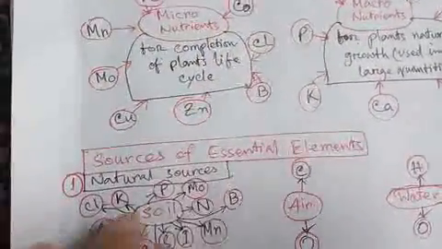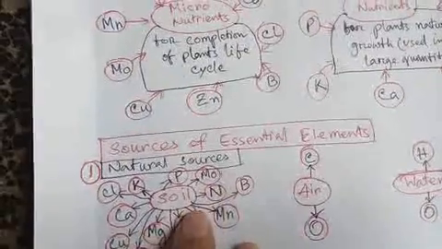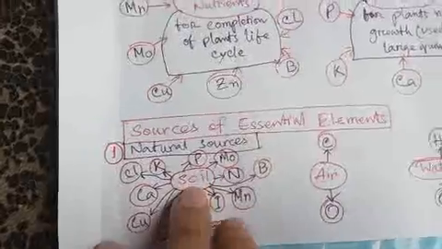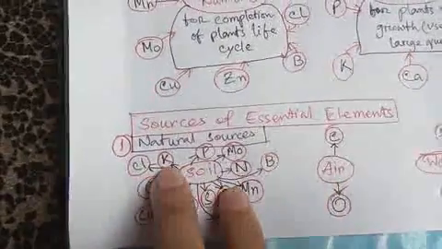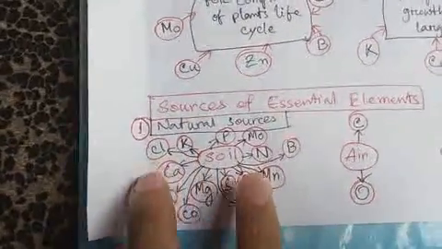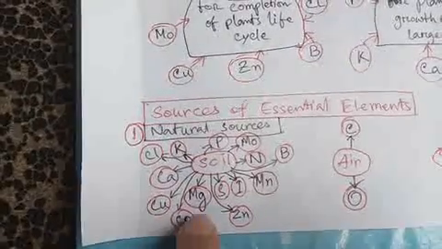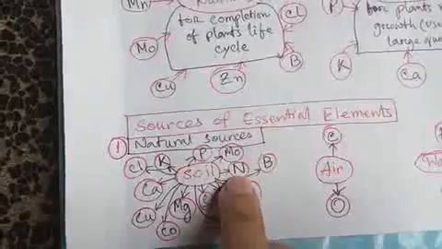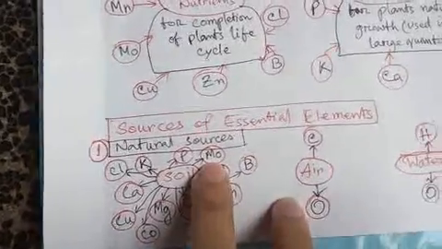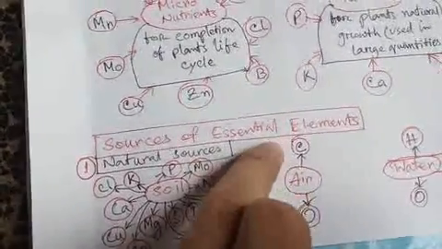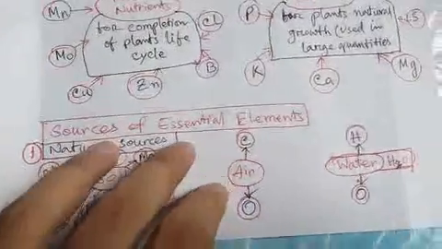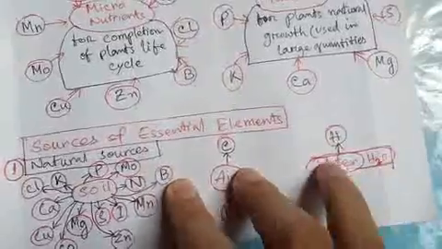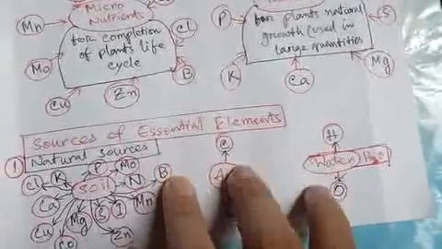Okay, let's talk about sources of essential elements. From where can we get them? We can get those elements from soil, air, and water. From soil, you can find potassium, chlorine, calcium, copper, cobalt, magnesium, sulfur, iodine, zinc, manganese, nitrogen, boron, and molybdenum. In air, carbon and oxygen, carbon dioxide. Then water, hydrogen. Water means H2O, that is hydrogen and oxygen can be found.